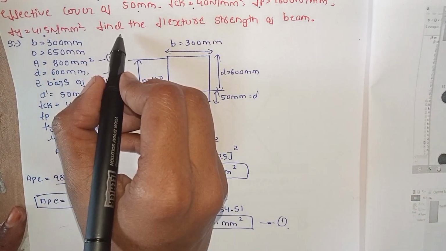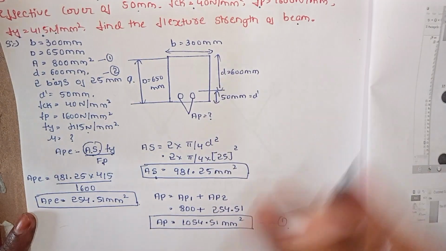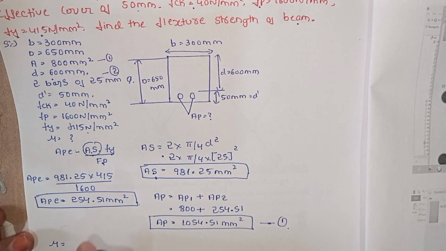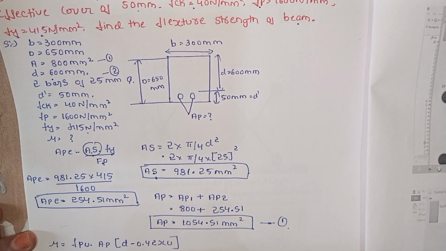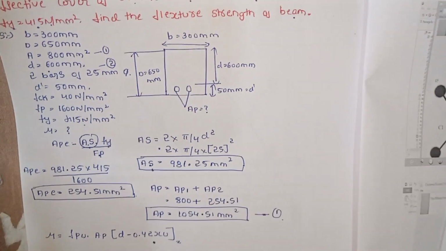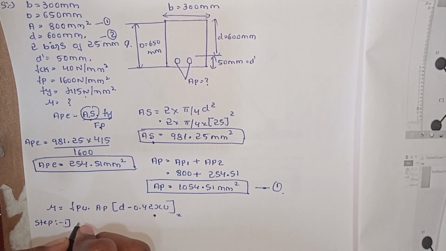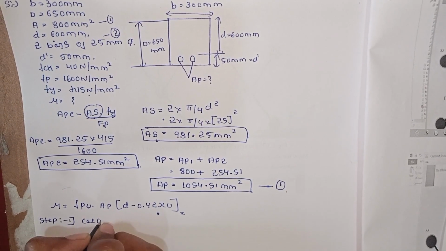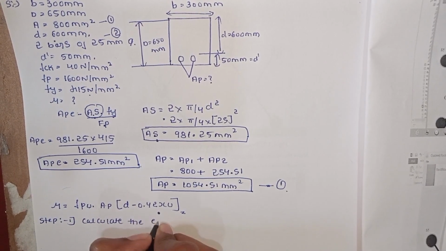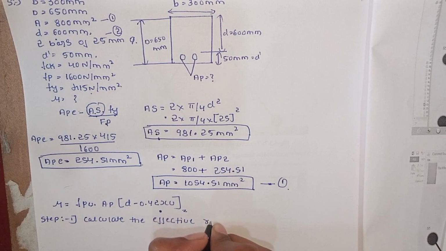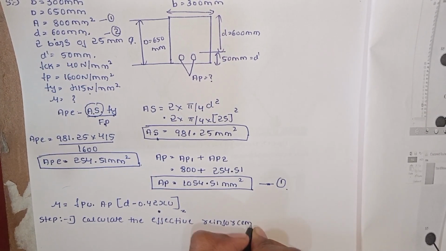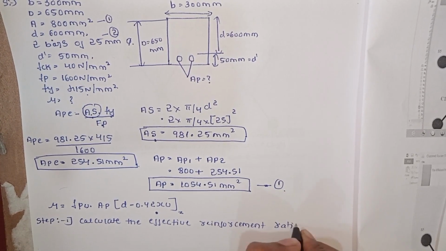Now find the flexure strength of the beam. The formula is M equal to fpb into Ap into bracket open d minus 0.42 into xu. This is the formula for finding the flexure strength of the beam. Then step number 1: calculate the effective reinforcement ratio.